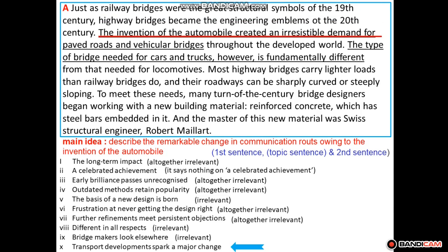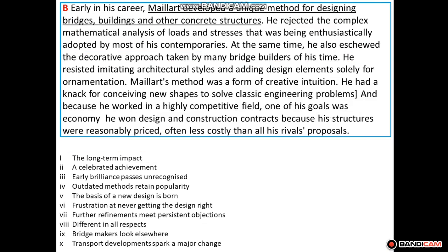Here, the invention of the automobile created an irresistible demand for paved roads. Fine, here we find it. You see that? This is where we have the main idea. Fine. Now coming to paragraph B.